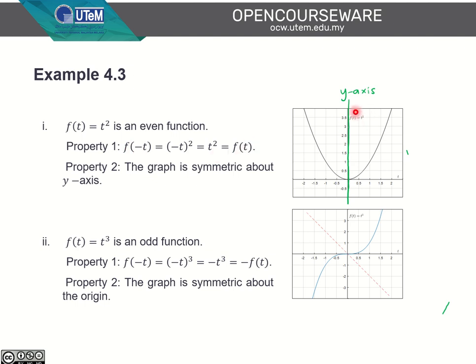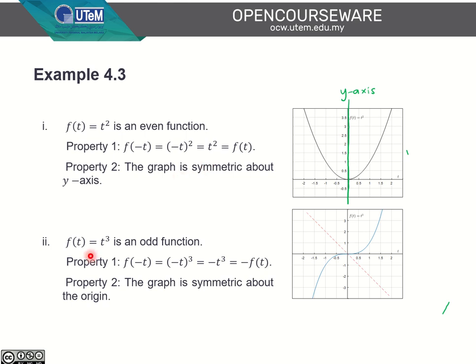Then we're going to plot the function. So this is how you plot the function f(t) equals t squared. You can see the second property, the graph is symmetric about the y-axis. So this is the y-axis, the green color. It means when we fold the function by this axis, it's going to map onto itself. So the function f(t) equals t squared is an even function.